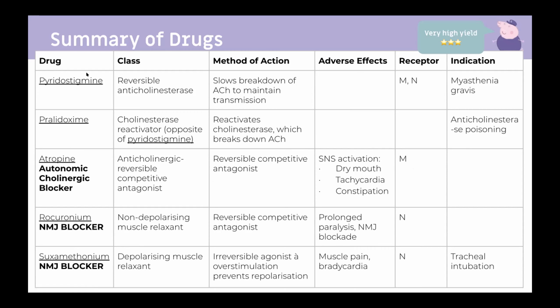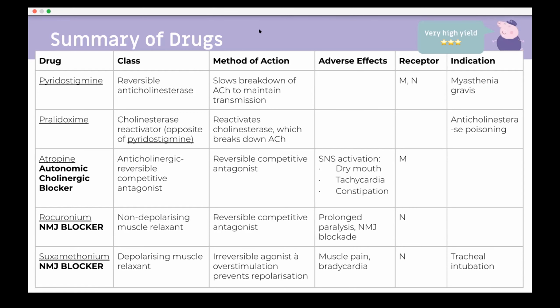Okay, so these are the 5 key drugs that you want to know about. They will actually ask about these drugs on the exam, and they won't be so nice, they might not actually give you the class. So they might not say that rocuronium is a non-depolarizing blocker. Instead, they'll just say, what does rocuronium do? So you need to know the names of these.